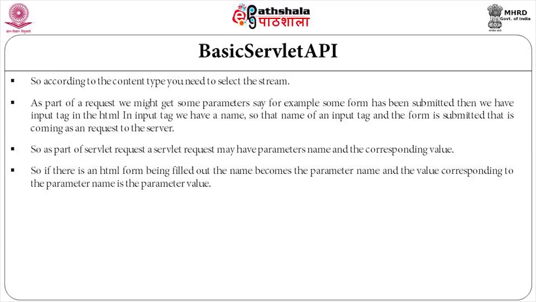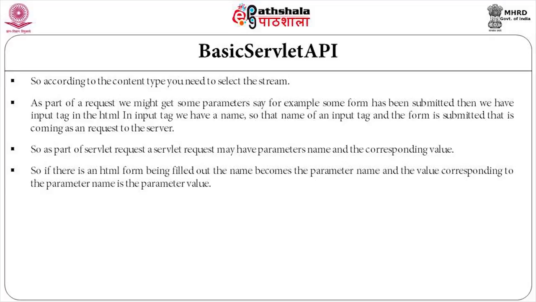Coming to the servlet request. In a servlet request, we are getting information from the client through a request. As part of a request, we might get some parameters, if an HTML form is being submitted. In a form, we have input tags in HTML. In an input tag, we have a name, and corresponding to the input tag there is some information being filled out. Whenever we have input tags and a form being submitted, that comes as a request to the server.